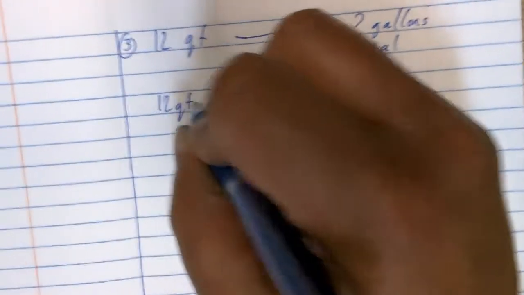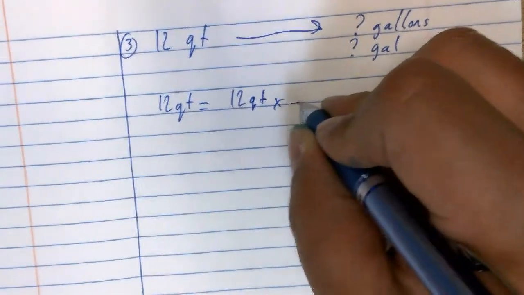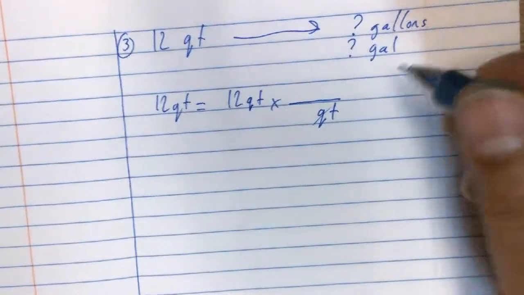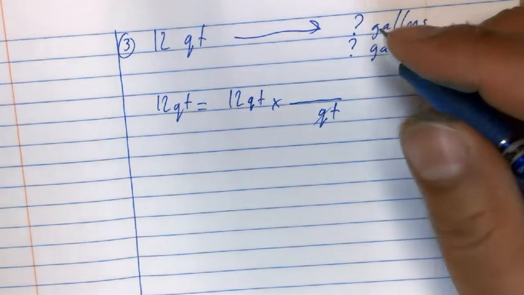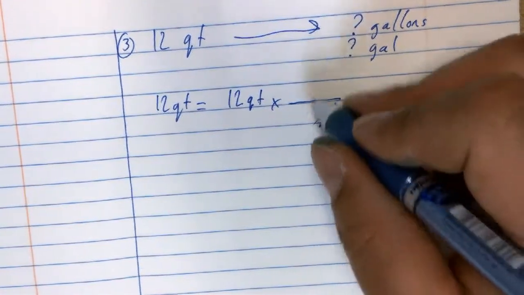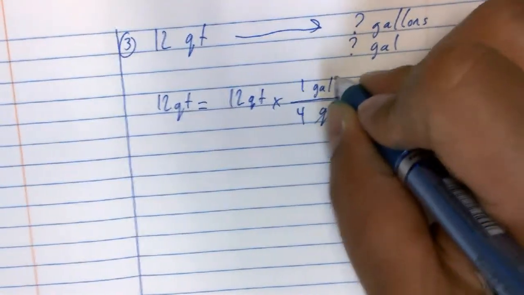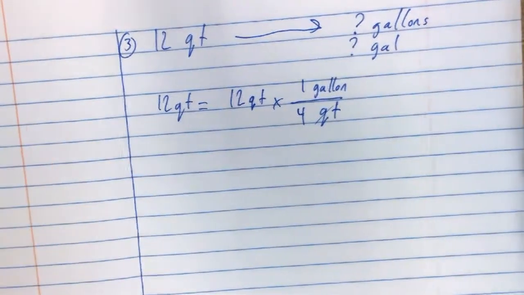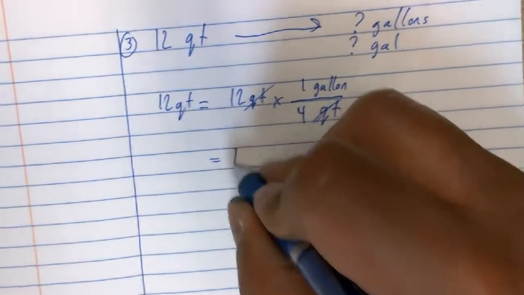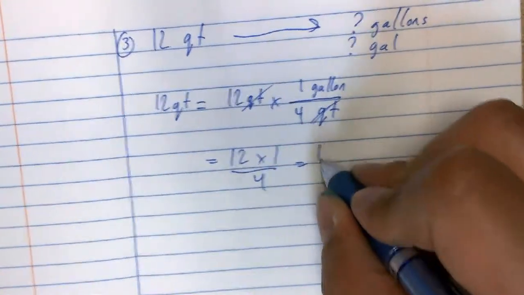So we know 12 quarts is the same as 12 QT times. Now you know by now, we put the QT on the bottom because we want to get rid of it. They're going to cancel each other out. Now, we're going to gallons. 4 quarts is 1 gallon. 4 quarts, 1 gallon. I should write gal. I'm still forced to habit. Quarts cancel out. You have 12 times 1 over 4.